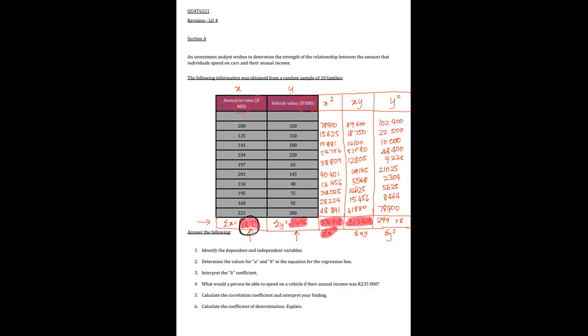Okay, so in your formula for B generally, it says n multiplied by the sum of x, y, minus the sum of x times the sum of y. And then in your denominator, you have n times the sum of x squared minus the sum of x, then squared. Now, this is what the formula for calculating the B coefficient is.